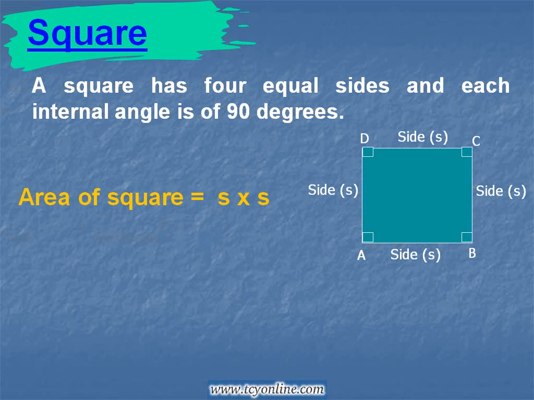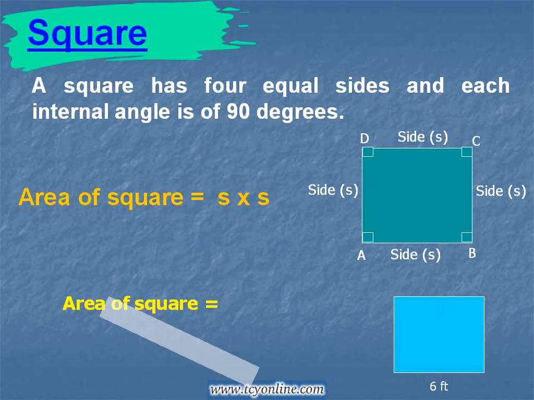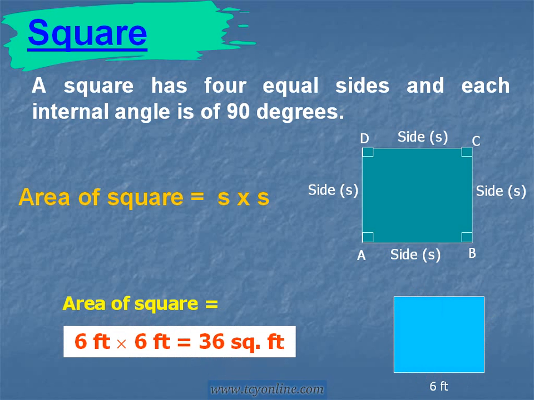See an example to find area of square. If we are given side equals 6 feet, by putting in the value, we will get 6 times 6 equals 36 square feet.